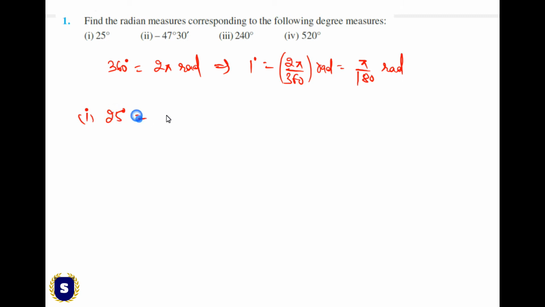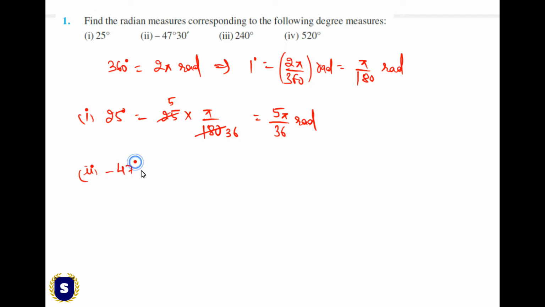25 degrees is equal to 25 multiplied by pi upon 180. So when we cut these values by 5, we'll get 5 upon 36, that is 5 pi upon 36 radians. Okay, let us solve the second part now.